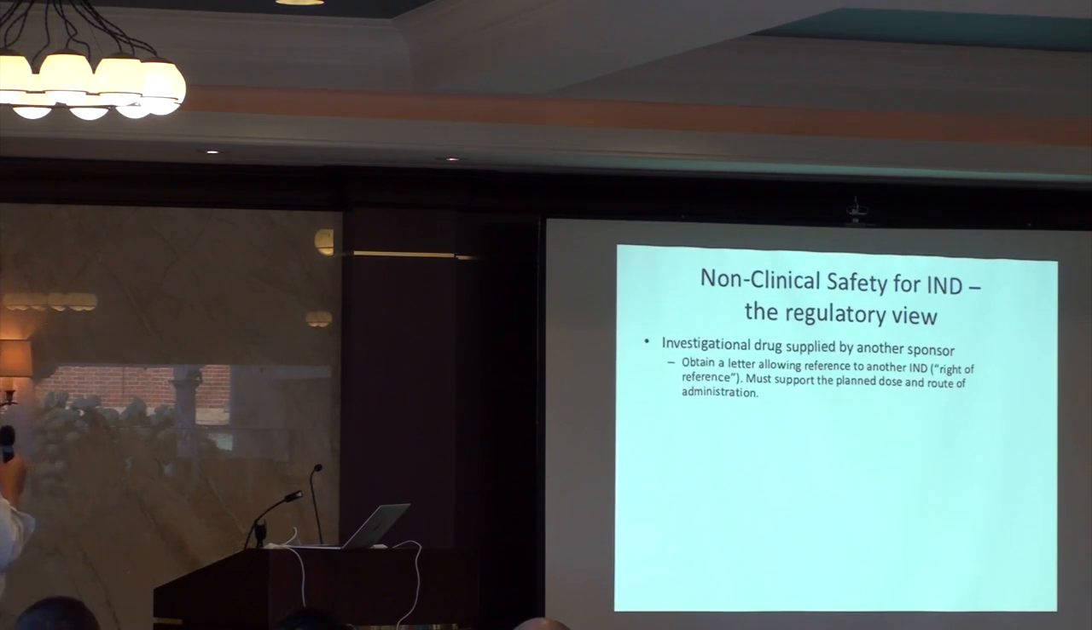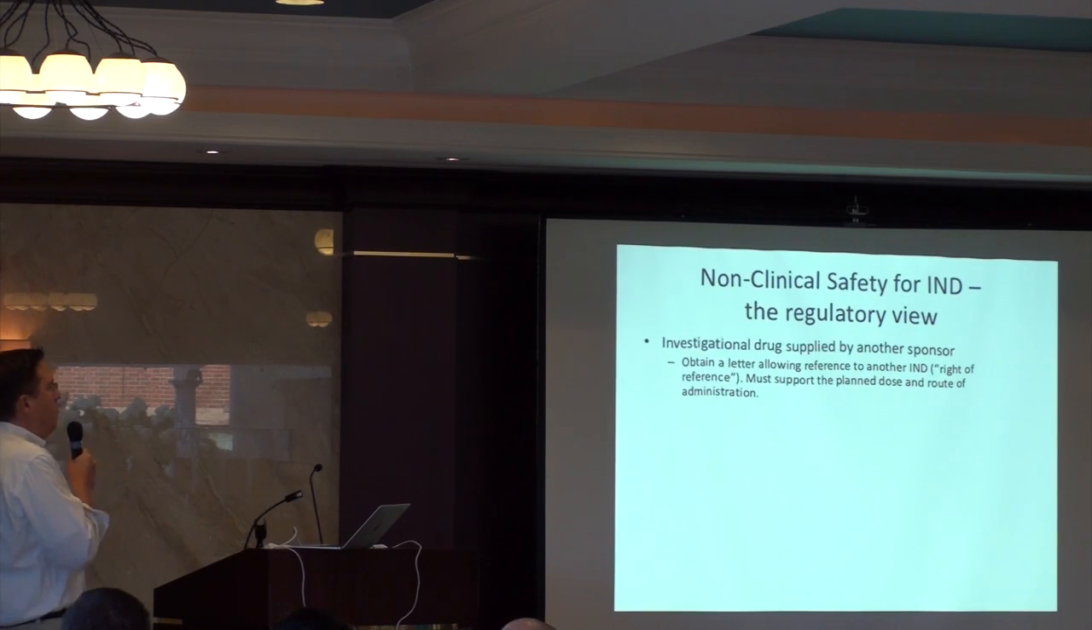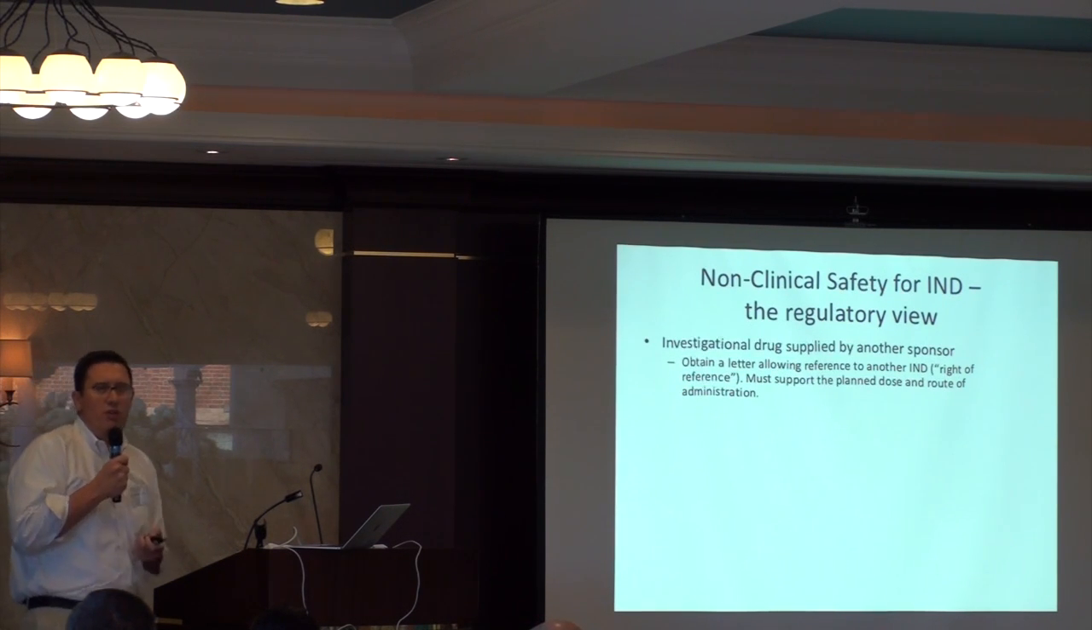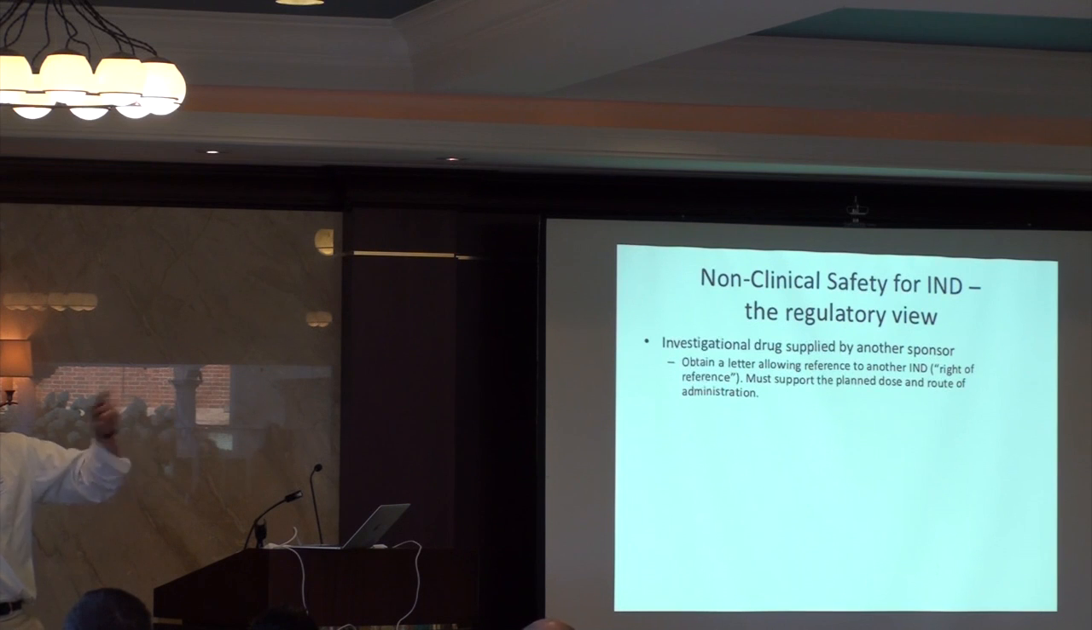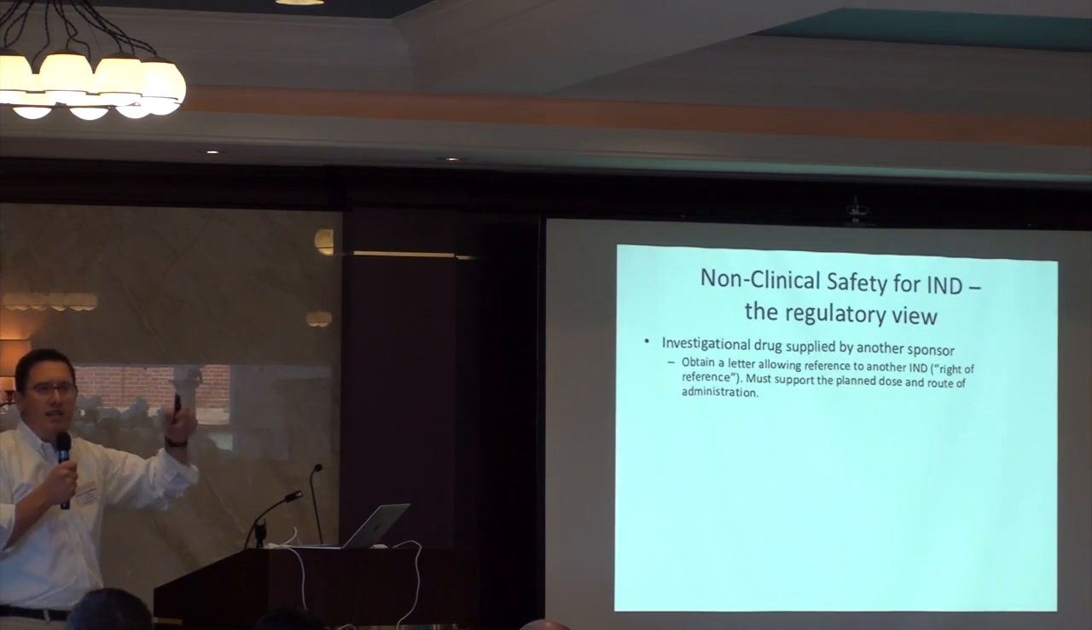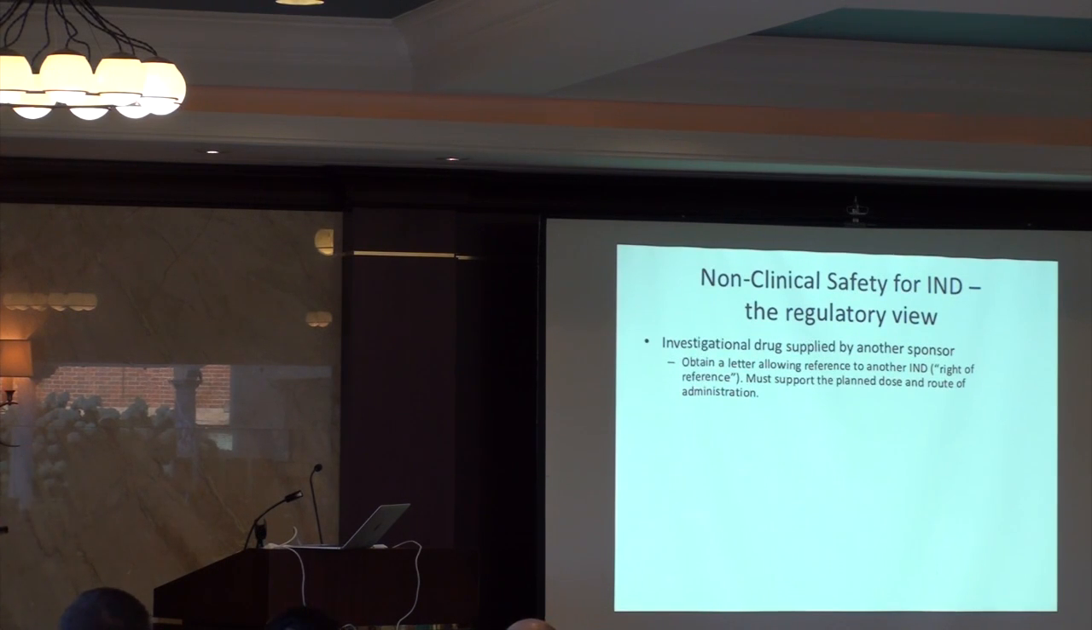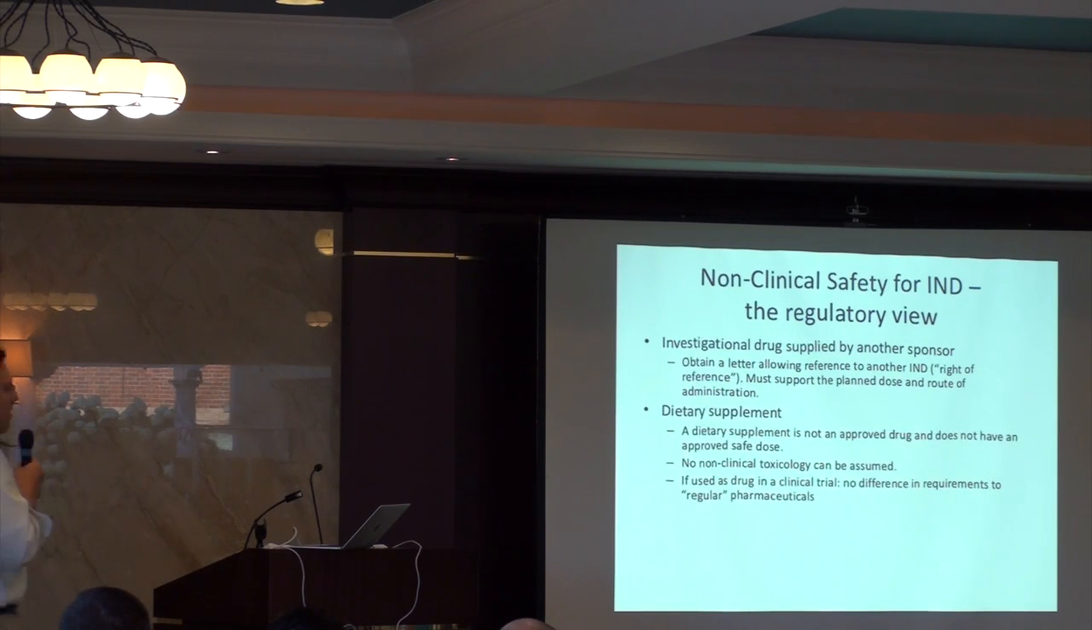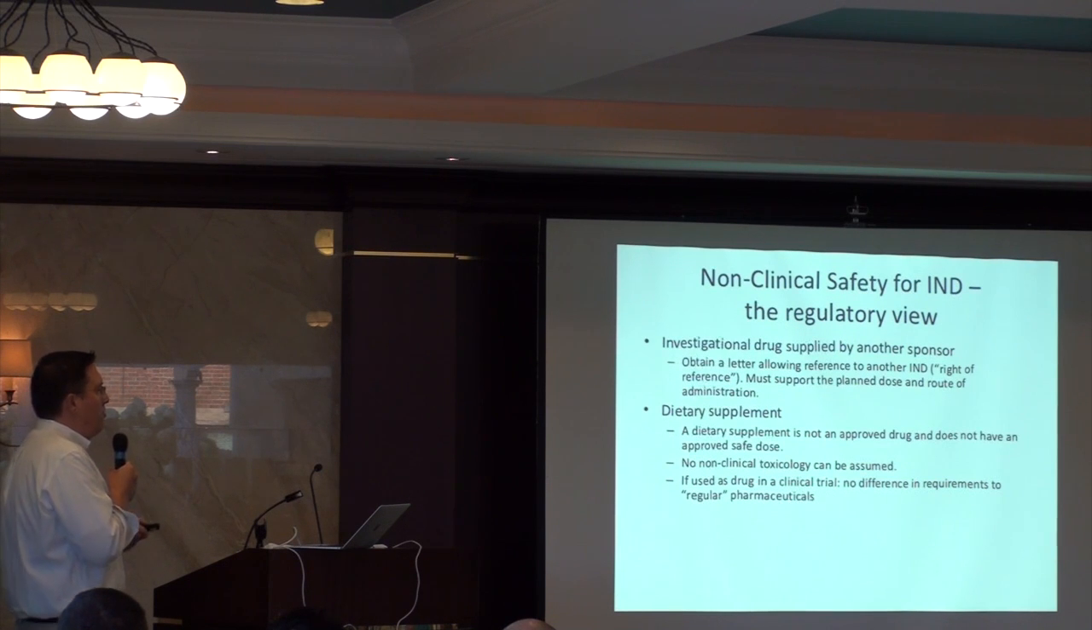If you get your drug from another sponsor, basically from a manufacturer, you can obtain a letter of reference, basically a right of reference letter, that must support the planned dose and the route of administration. So if this sponsor already submitted the whole package to FDA and you use that drug, then you can ask that sponsor to provide you a letter of right of reference. So actually, you don't hold the information; it's at FDA, and it gives the FDA folks the right to look at that data set. So that should be sufficient if that supports your dose.